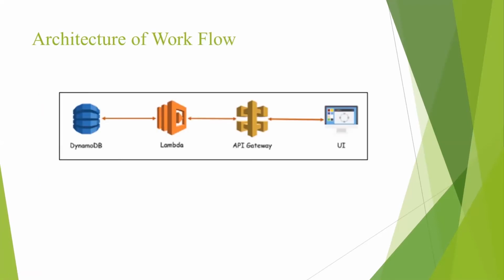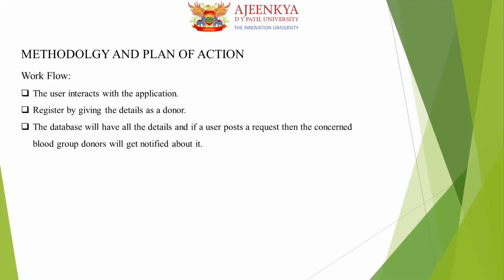This is the architecture for the workflow. Basically, the UI will interact with API Gateway, through which it will interact with the Lambda functions and the backend DynamoDB database. All the data is saved in DynamoDB. Next, the methodology and plan of action. The workflow is that the user interacts with the application and registers himself as a donor or as a requester. The database will have all the details, and if a user posts a request, then the donor of the concerned blood group will be notified on his mobile phone by SMS.